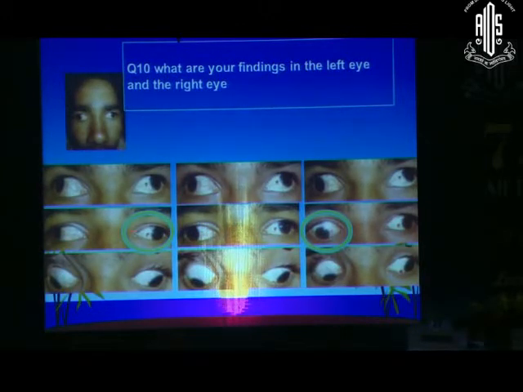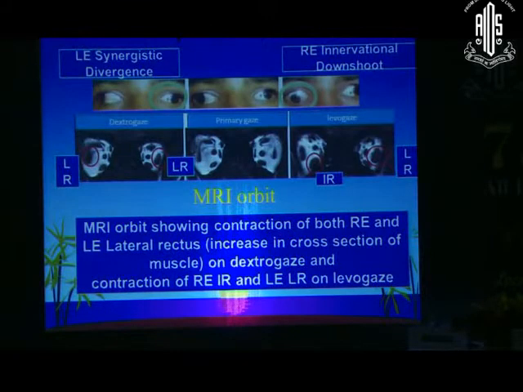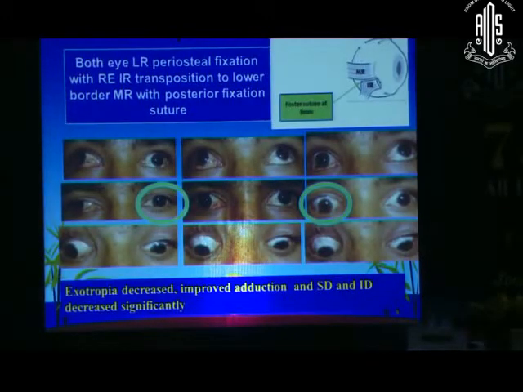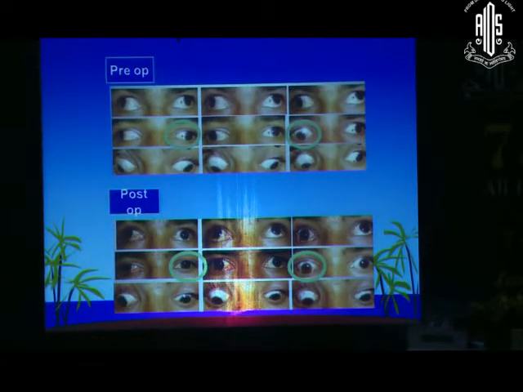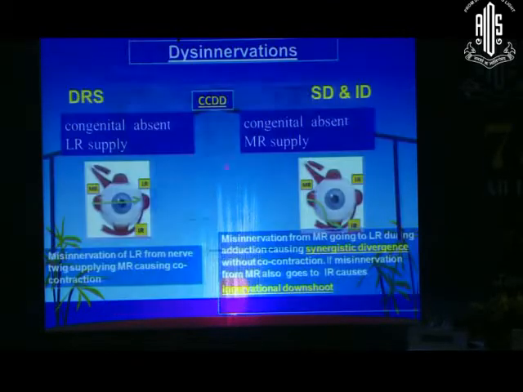And this is here a synergistic innervational downshoot, where the eye on adduction is moving down. There is a downshoot which is innervational. So these cases again you have to see, and with the help of the MRI and our colleagues who are very enthusiastic, Dr. Shweta, Abhijit, we have been able to see on MRI the changes in different gazes. What is happening, the inferior rectus on the lateral gaze, left levo gaze, is becoming more contracted. And on topical anesthesia we can actually see the contraction of that. And after this surgery you can get the correction of these abnormal positions.